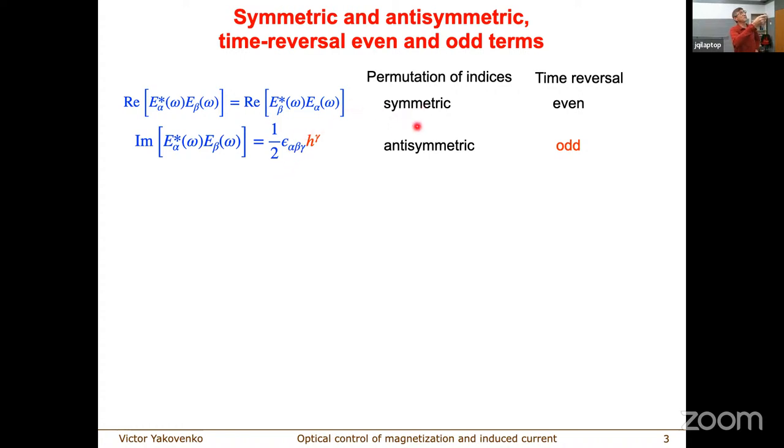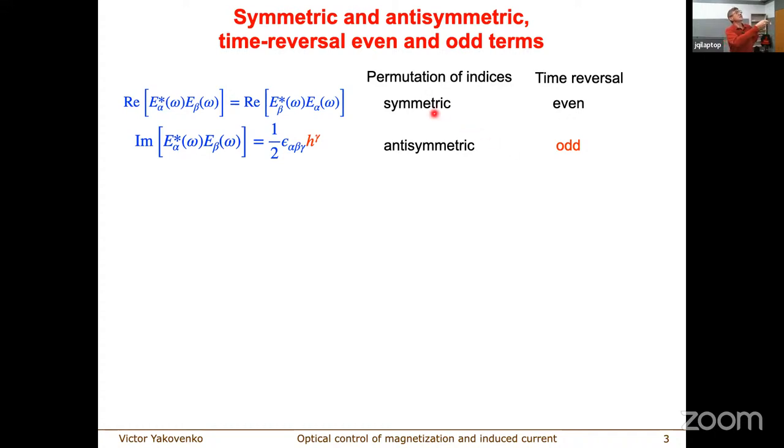With respect to permutation, symmetric and antisymmetric. But it also follows from this that they have symmetry with respect to time reversal. The symmetric part is even with respect to time reversal, and the antisymmetric part is odd with respect to time reversal. That's very important because we will focus on the effects of time reversal, the time-reversal-odd effects.